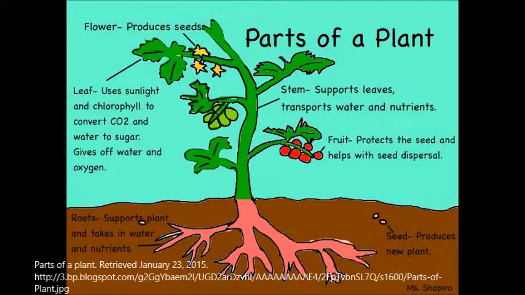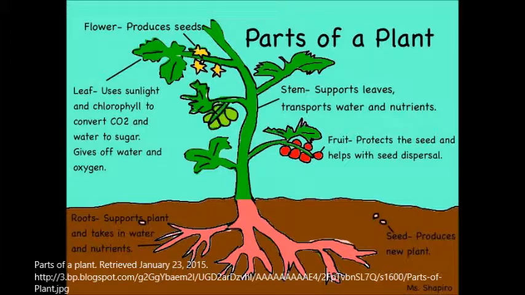We are going to learn about the parts of a plant and look at the plant life cycle. In this picture, we see the parts of a plant. Let's talk about the roots of a plant. Roots take in water and nutrients and help hold the plant in place. Some plants have roots that store food.